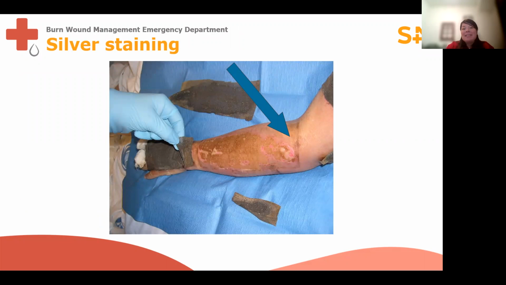And the last topic for discussion is silver staining. Utilizing a nanocrystalline silver that is actually releasing the silver to that burn injury, or even onto the skin, especially if you're overlapping on a scattered burn injury, can cause staining. This is normal.